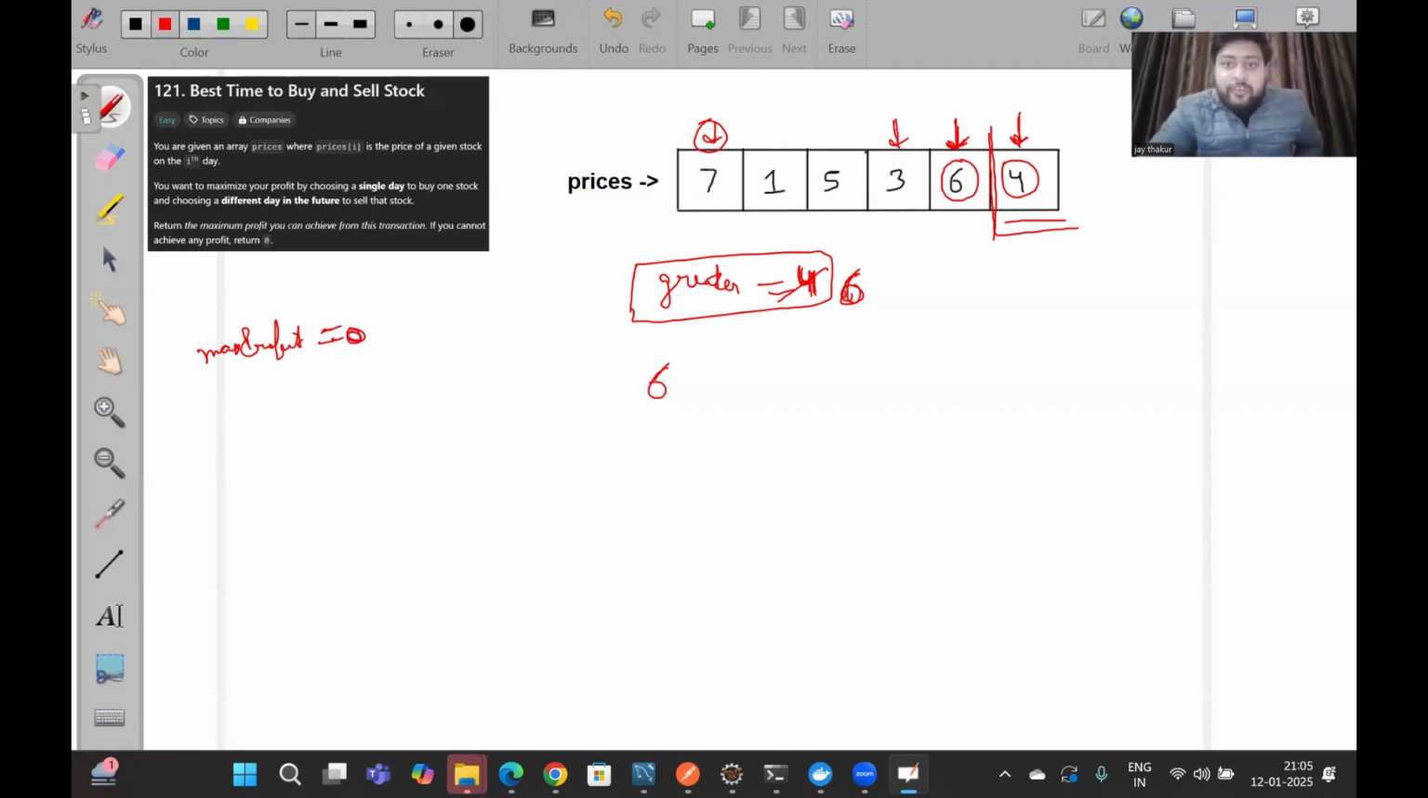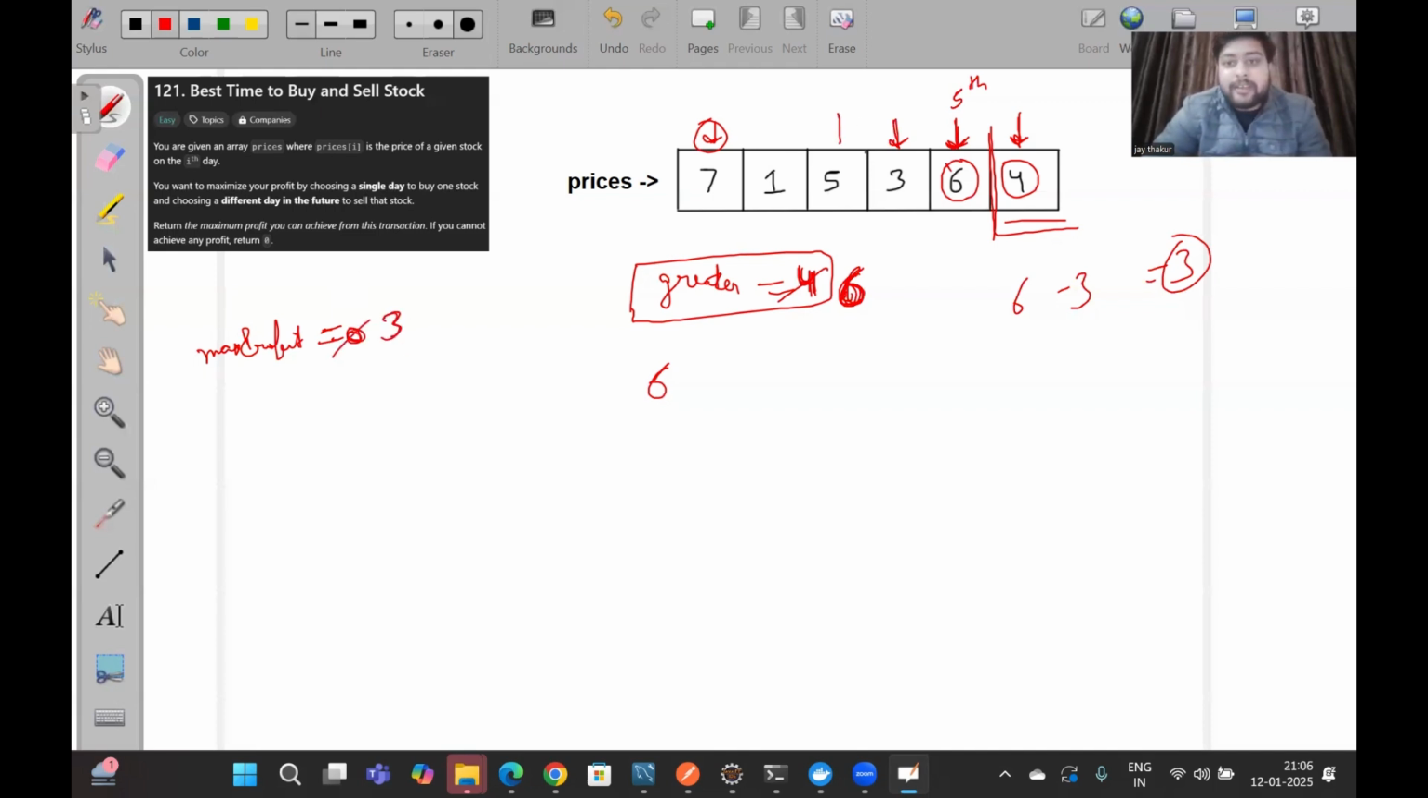Now we are at this position. As we know, in future the greater element will be this 6. So if we buy the stock on this day and sell it on the 5th day, where the price is 6, then the profit will be 6 minus 3, that is equal to 3. Is this 3 greater than the maximum profit? Yes, it is. So we will simply replace the maximum profit with 3.